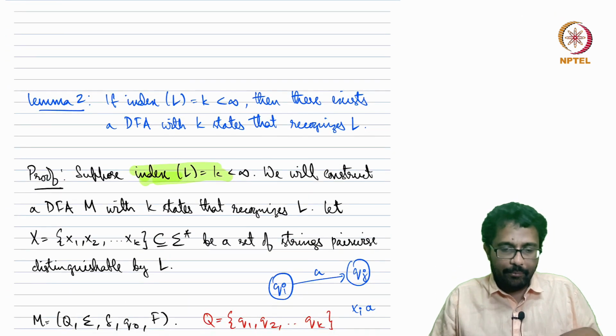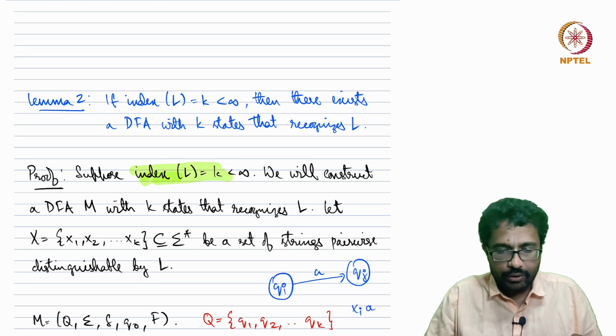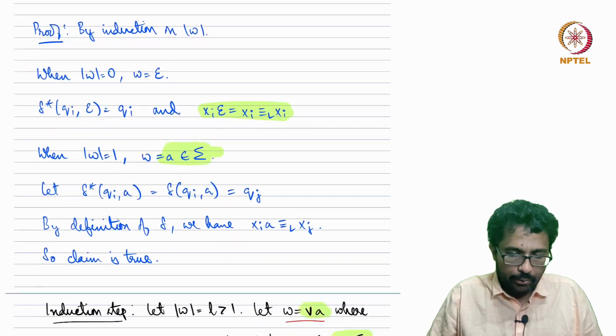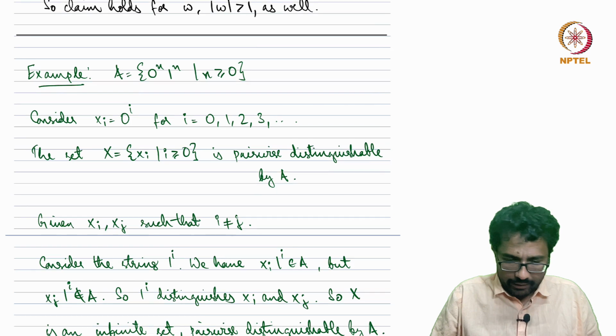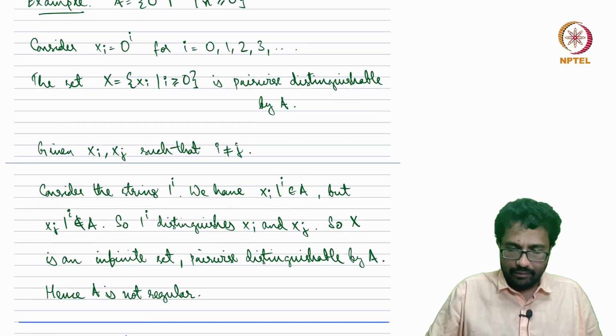Then we said lemma 2 said that if the index is k, then there is a DFA with k states, which we proved in a constructive fashion, and that together imply the Myhill-Nerode theorem. Finally, just a brief example. In fact, part of this example we touched upon in lecture 14.